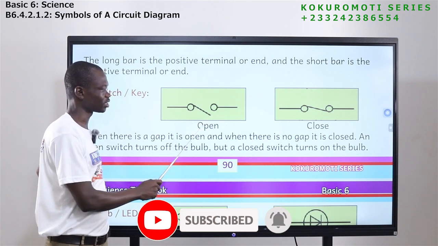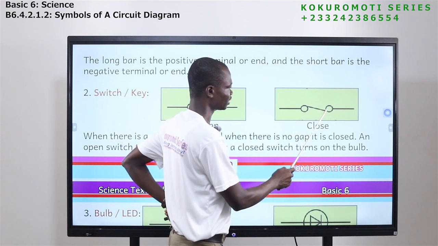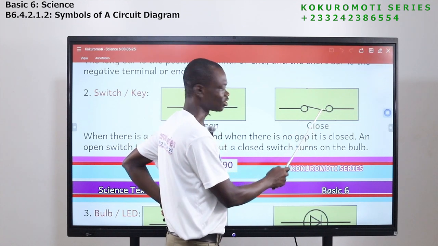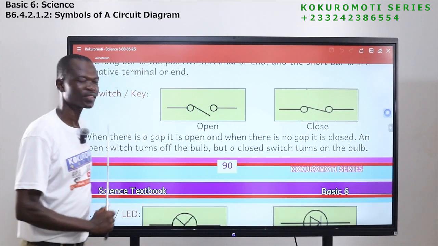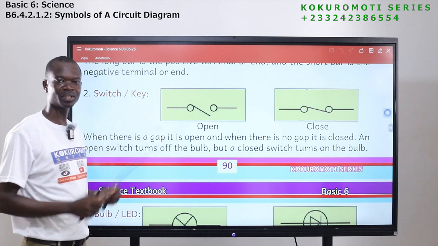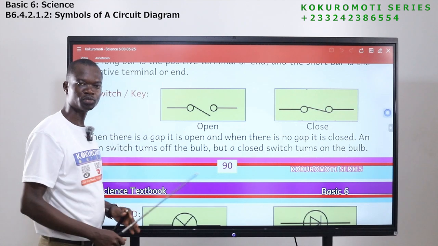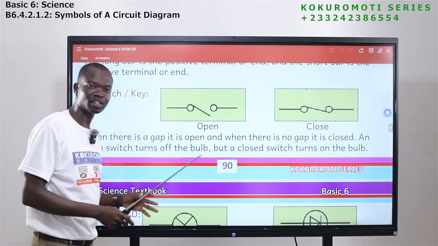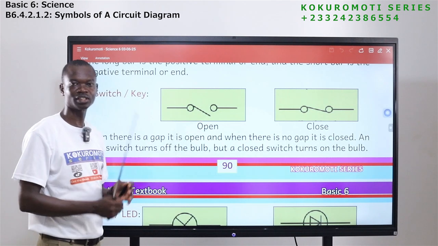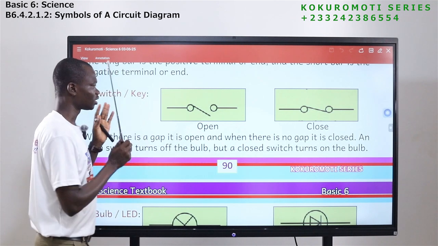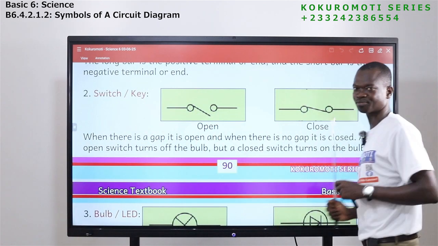So it tells you that this switch is open. But if it is closed, you see this side is connected to the other end. There is no space between them. So we say this is closed, this is open. If all parts or components are connected and the switch is closed, the bulb will produce light. But if all parts are connected and the switch is open, because there is a gap here, the bulb cannot produce any light. So this is an open switch and this is a closed switch. Look at the difference.